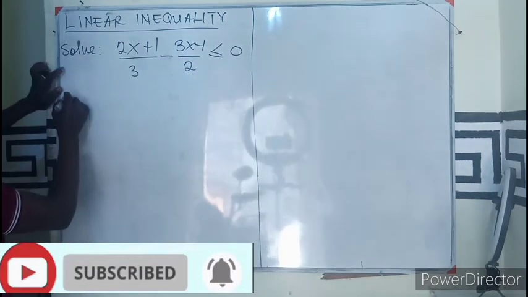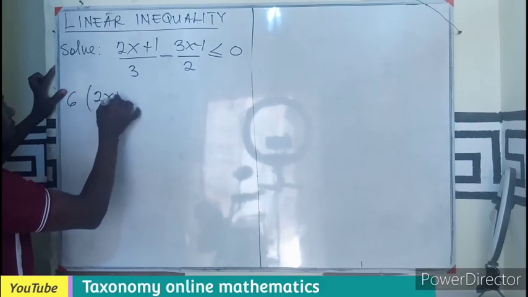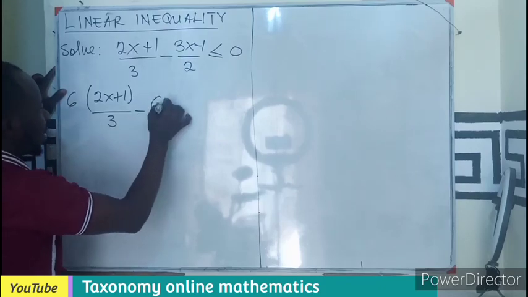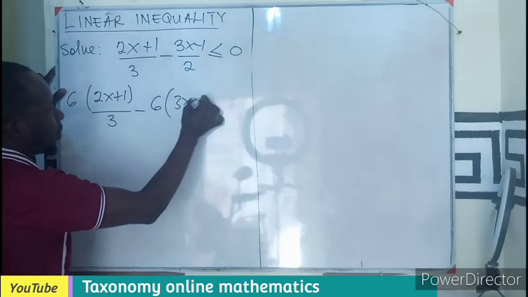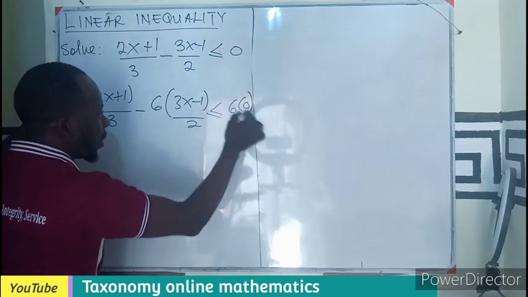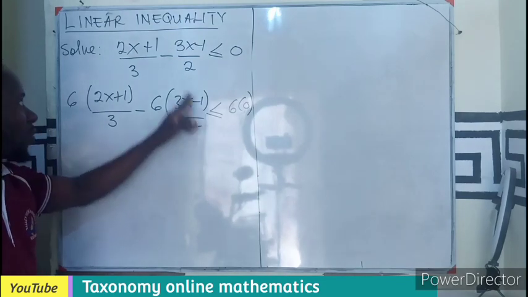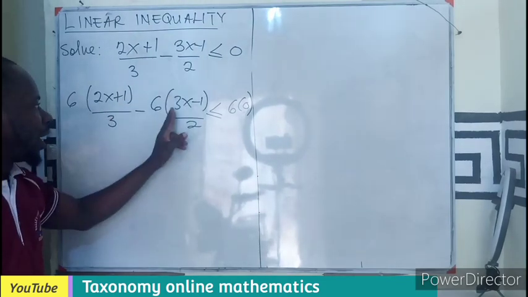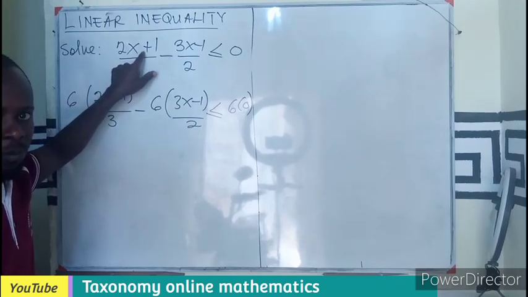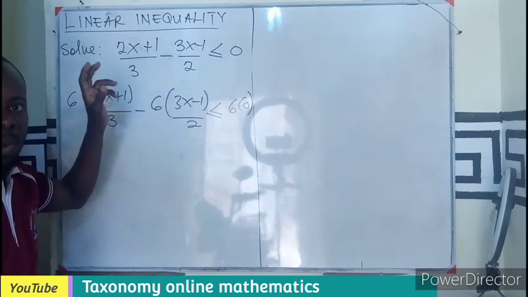So multiplying through will be 6 times (2x + 1)/3 minus 6 times (3x - 1)/2 less than or equal to 6 times what? 0. Now bear in mind that we are introducing the bracket which is not already there. We are introducing the bracket because the numerator is not a single term. The numerator is 2 terms. We can see that there are 2 terms as our numerator.